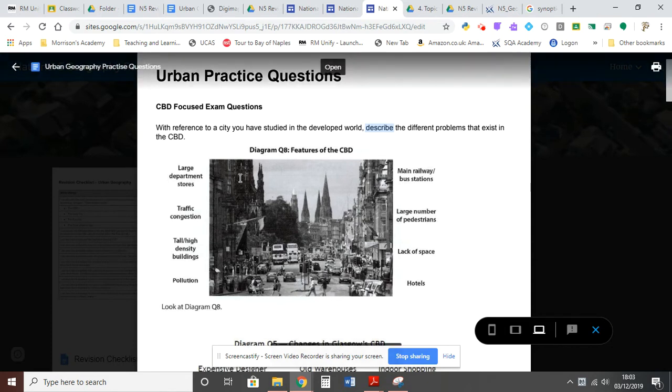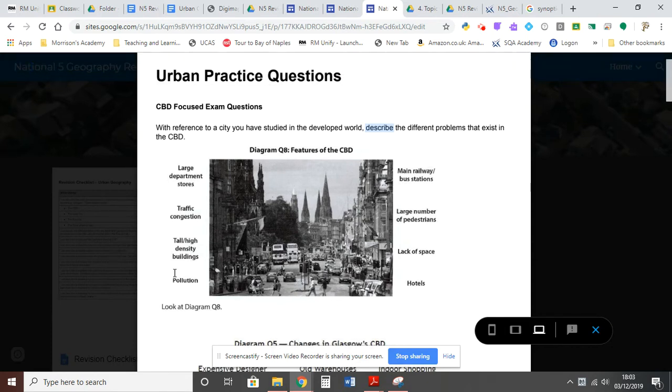Now, in this question, like a lot of urban geography, you get some kind of resource that's going to help you answer it. And in this case, we've got a photograph of a CBD, and we've got some points around the edge. Now, let's just think about the different problems that exist that we can see in this photo. So we have a lack of space because every area has been developed. The reason for that, if we were to explain it, is because people want to build in this area of the city because it's most accessible, and therefore they've used all of the space that currently exists.